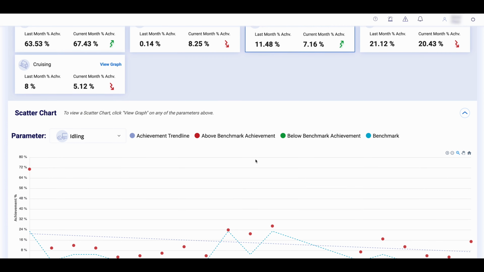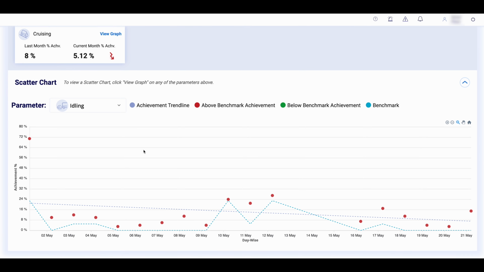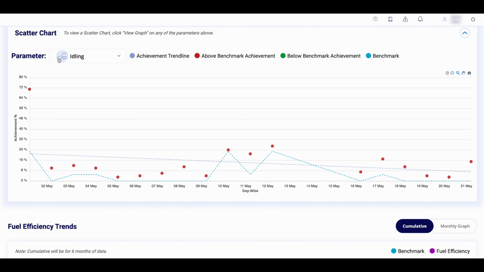The system offers a comprehensive comparison of your current month's performance against the previous month and the enrollment month. This allows you to closely monitor progress across various parameters that impact fuel efficiency. For each parameter, like acceleration pedal position or idling, you'll see a graph. This visual representation helps you better understand your vehicle performance. A grey line on the graph represents the achievement, while the blue line is indicating the benchmarking.